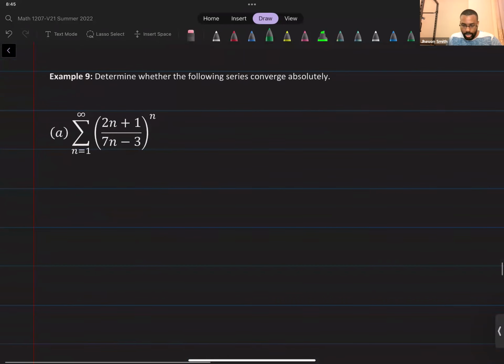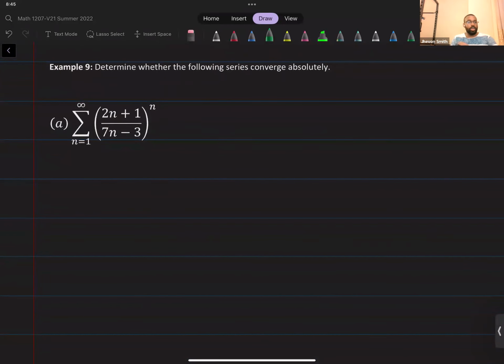So here is an example. So we have this thing, and we have this nice little thing raised to the nth power right here, right? So that kind of hints to me that, oh, the ratio test might be something that's nice to use because I can get rid of that nth power.